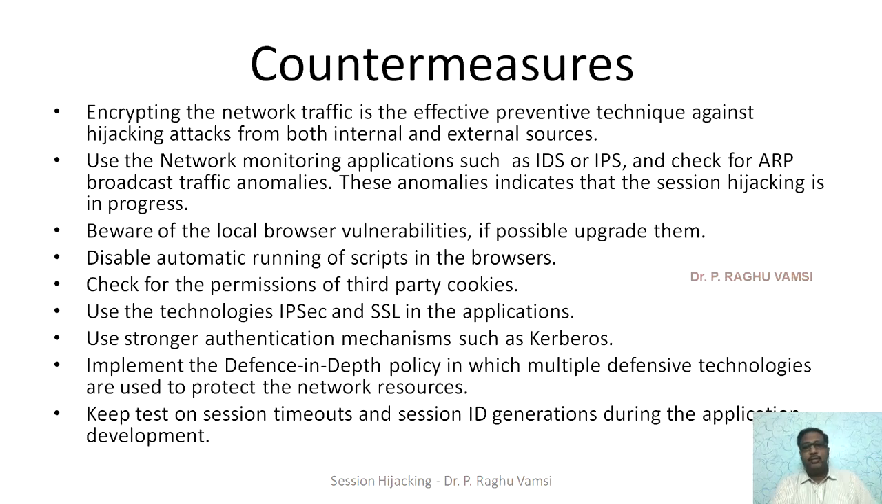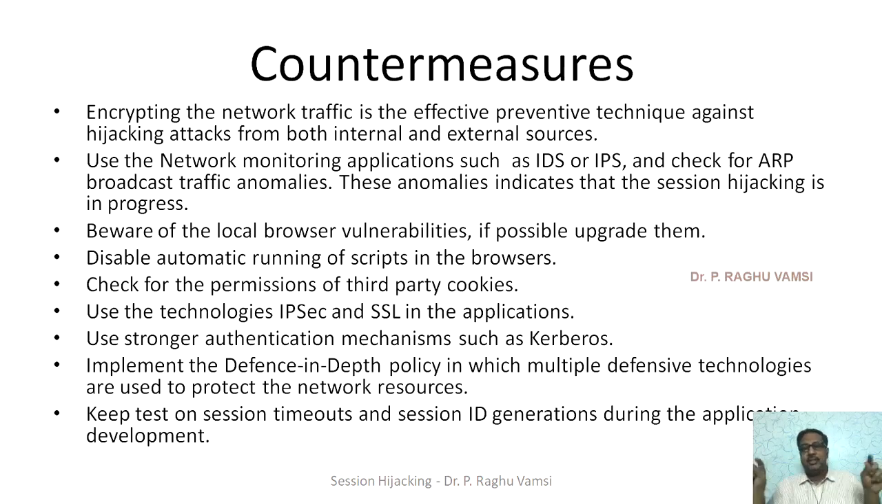Now finally, we will conclude by discussing the countermeasures. It is always recommended to use encrypted traffic. Encrypting the network traffic is an effective preventive technique against hijacking attacks from both internal and external sources, that is, within the LAN and outside of the LAN. Use network monitoring applications such as intrusion detection systems or intrusion prevention systems. Especially for what purpose? These systems are to be used to check for ARP broadcast traffic anomalies.